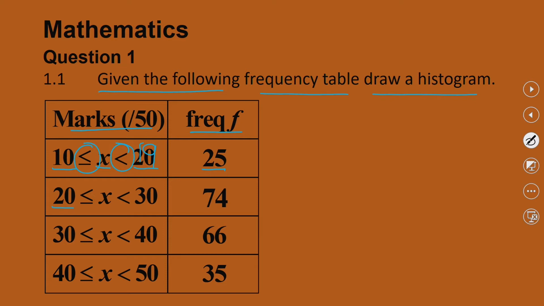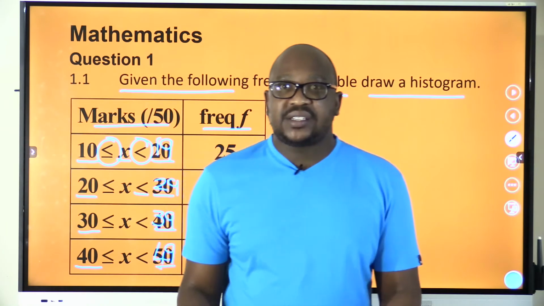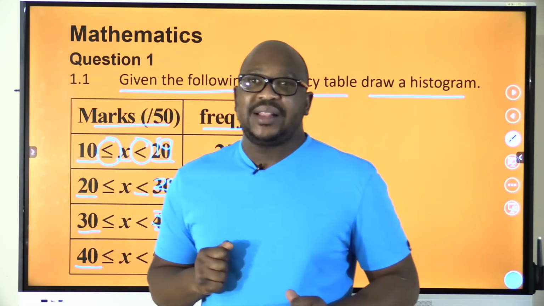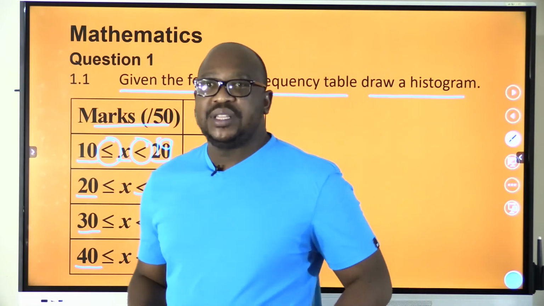Then from 20 up to 30, in actual fact, up to 29. That gives us 74 times. From 30 up to 40, this means actually 39. And then that gives us a frequency of 66. From 40 up to 50, but this actually means 49. And then that gives us 35 times. So what is the next step? It is to be able to represent this data on a histogram. Let's do this.